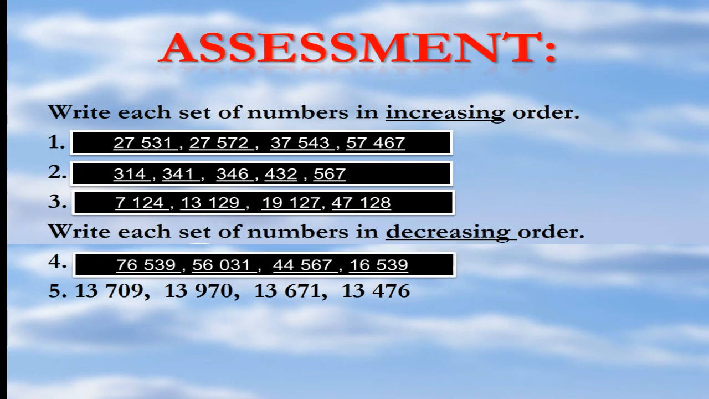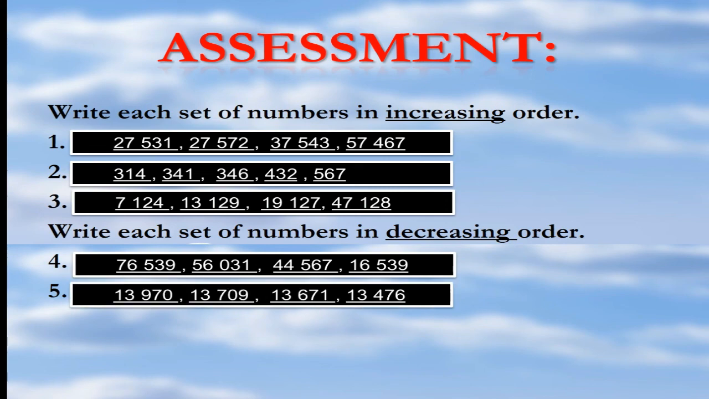Number 4 is 76,539, 56,031, 44,567, and 16,539. And for number 5, 13,970, 13,709, 13,671, and 13,476.